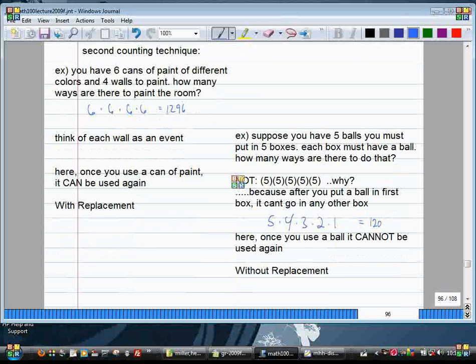Okay. So this is another fundamental aspect to understand when you're trying to count: whatever I'm using to make my possibilities, can I use it more than once?